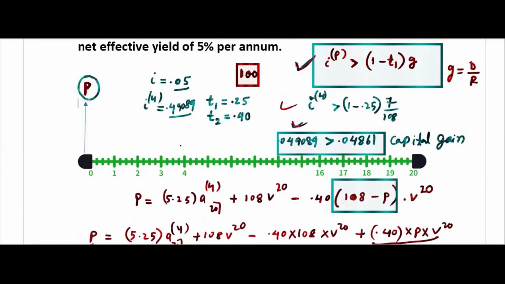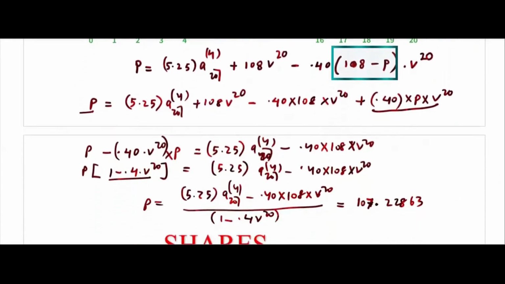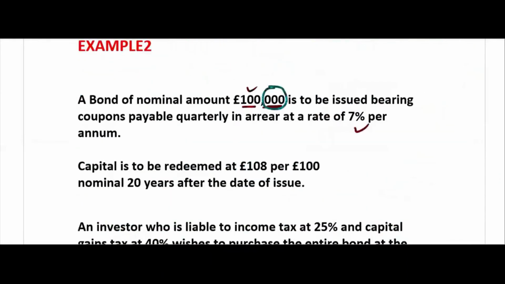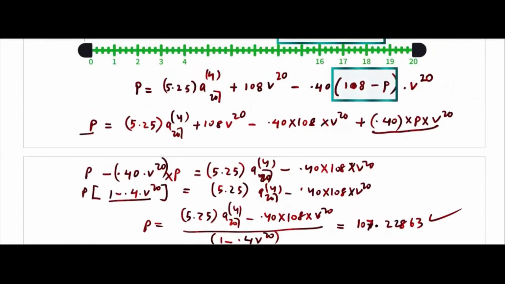So this is satisfied means there must be a capital gain, and there will be a capital gain if P is less than 108. So I got less than 108 here, and I'm almost satisfied. I need not worry.